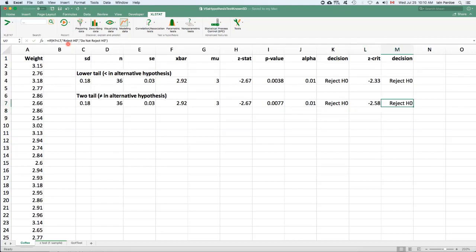Decision rule is the same. If the test statistic is to the left of that critical value, then reject the null hypothesis. And it is in this case, so we reject the null.